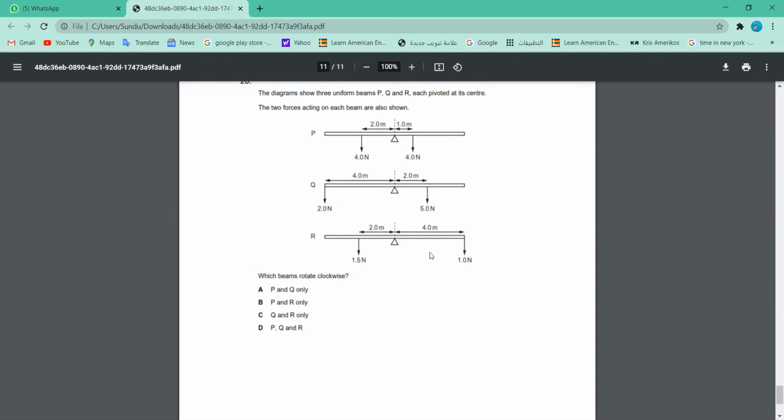Okay, so the clockwise moments in the case of Q and R are greater than the anti-clockwise moments. So Q and R will rotate clockwise. Option C is the correct option. Is there any question? No, ma'am. Ramin, did you understand the last question? I did it really quick. Yes, I understood. Okay.